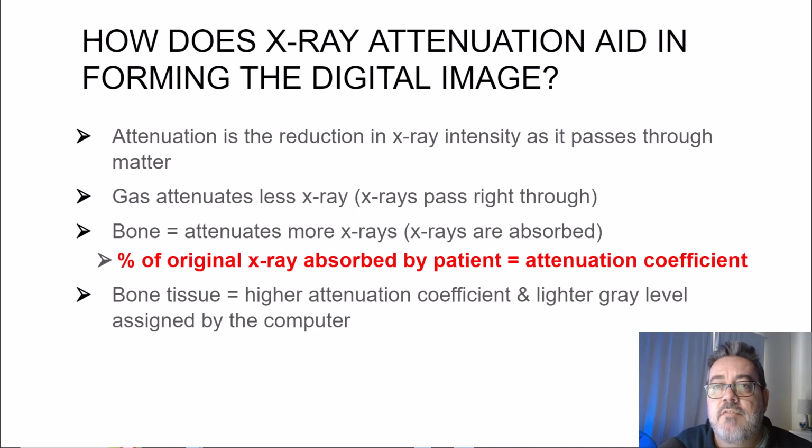This is just going to review how subject contrast affects attenuation of the beam. You know that bone is going to attenuate the beam more than gas, so you'll get greater radiation on the detector where gassy areas exist in the body.